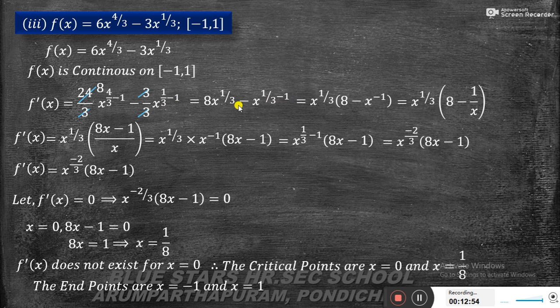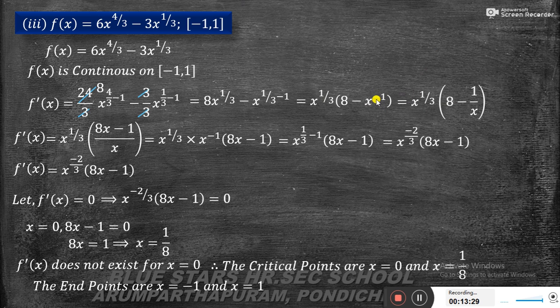In the next step I take x power 1 by 3 common from this factor. So x power 1 by 3 into the remaining factor I write. I take x power 1 by 3 from the first term, so remaining factor is 8. I write minus, next I take x power 1 by 3 into x power minus 1. So I take the x power 1 by 3 from the second term, so remaining factor is x power minus 1. The next step, x power 1 by 3 into 8 minus x power minus 1.